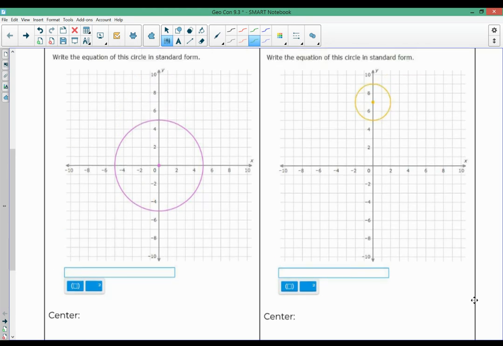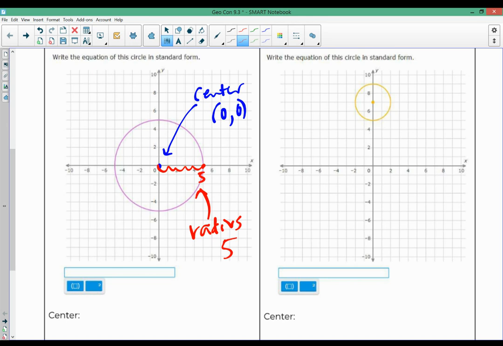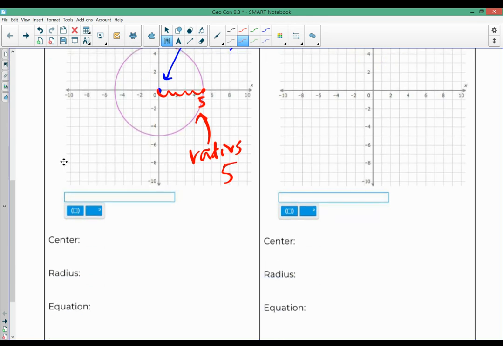So when we're looking here, we see that the center is here at 0, 0. So the center is the origin, 0, 0. And the way that we figure out the radius is just counting from the center out to one of the sides. I usually go over to the right. You can go down, left, or up. It doesn't matter. 1, 2, 3, 4, 5. So we would say that the radius is 5.